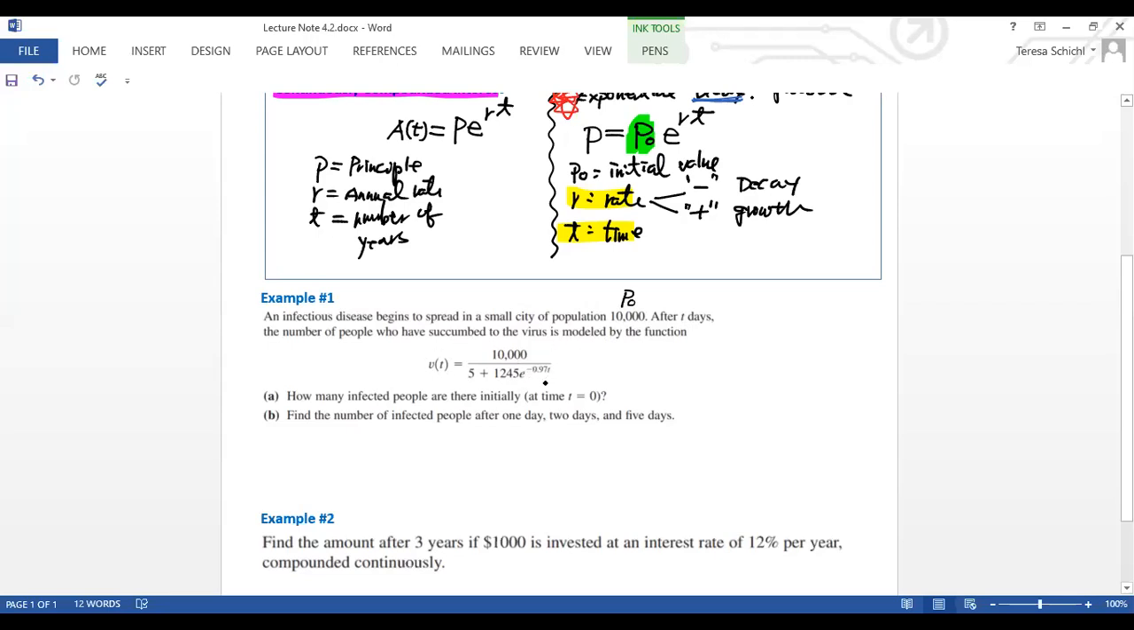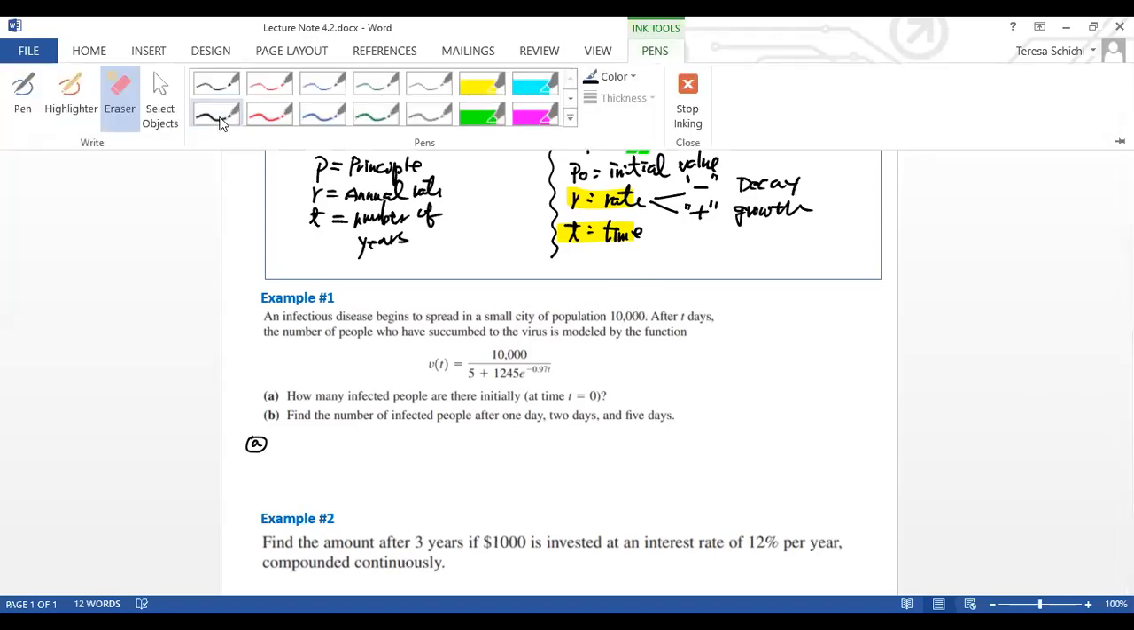In fact, this is what we call the logistic functions, and a lot of the current study was modeled by these functions here. So the first one asks how many infected people there are initially. The whole population here is 10,000.